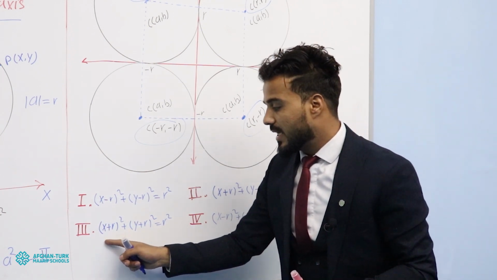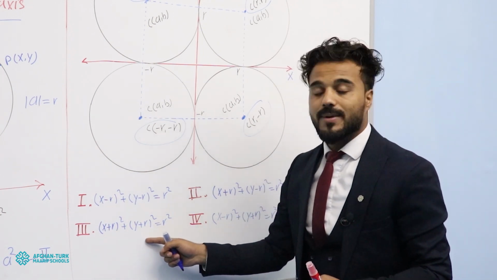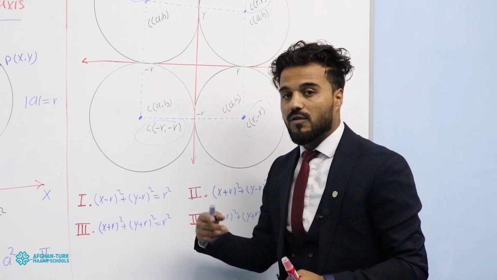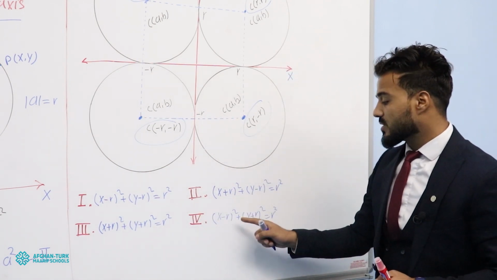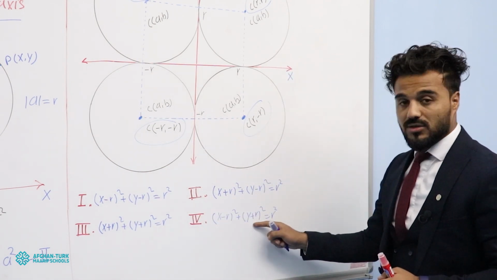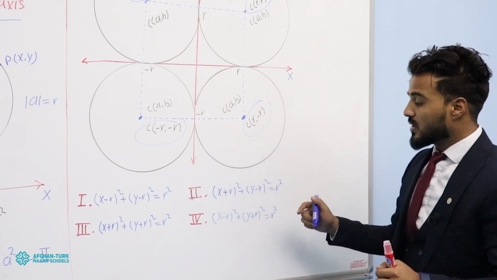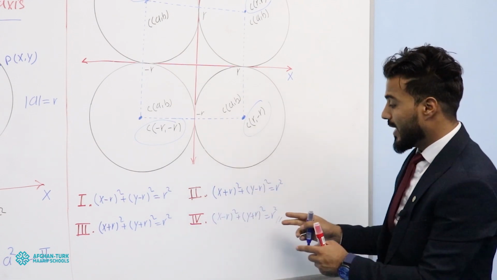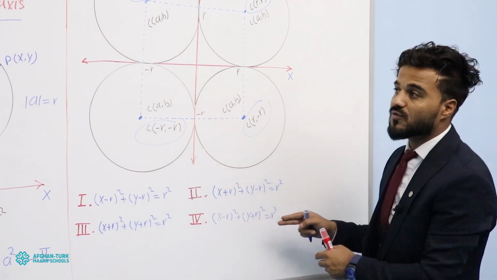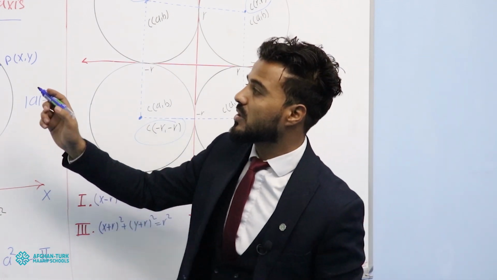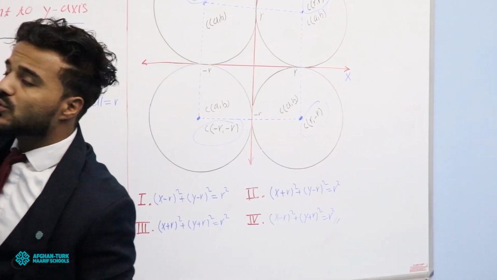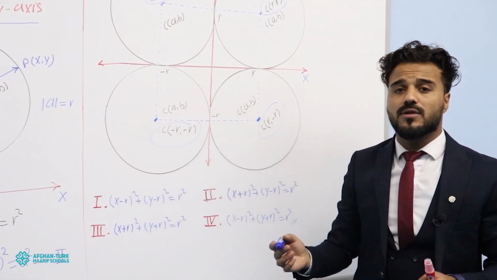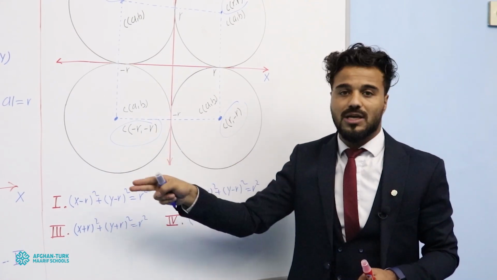For the third quadrant, (x + r)² + (y + r)² = r². For the fourth quadrant, (x − r)² + (y + r)² = r². So these are the four equations for these four quadrants. We get all four of these equations from our standard equation, which was this one. So now, dear students, I'm going to solve some examples using these equations.